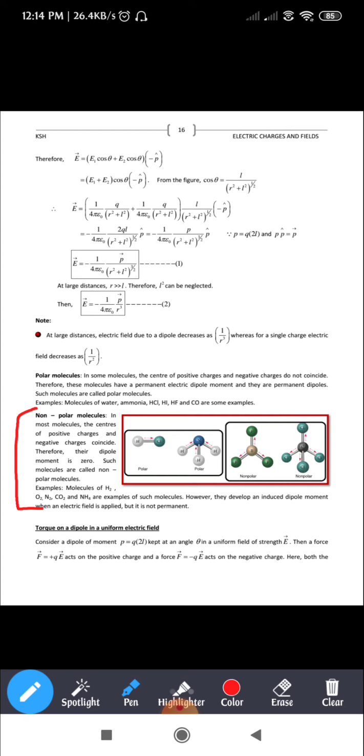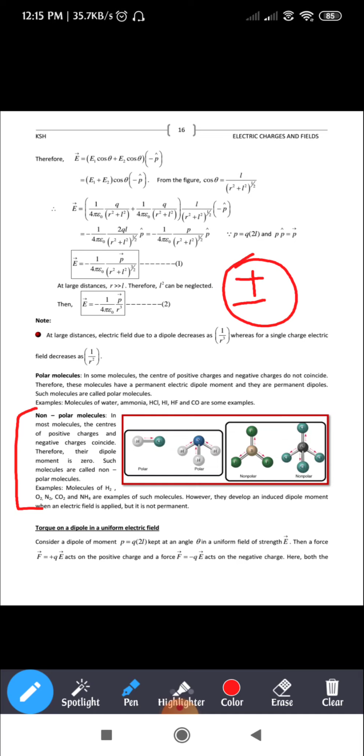Hence, if there is no separation, you can say that there is no dipole moment. So we can say that the dipole moment of non-polar molecules is zero. How we are going to represent these non-polar molecules is like this. This is a positive charge and this is a negative charge. You can see both positive and negative charges are not separated; they are coinciding.